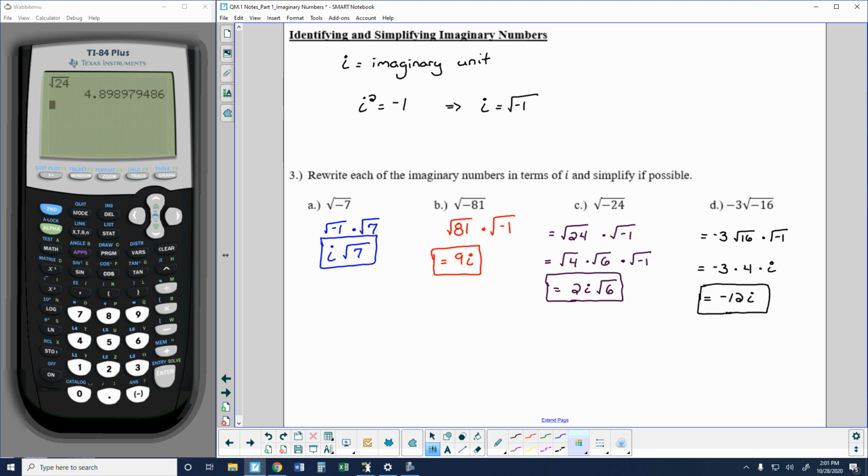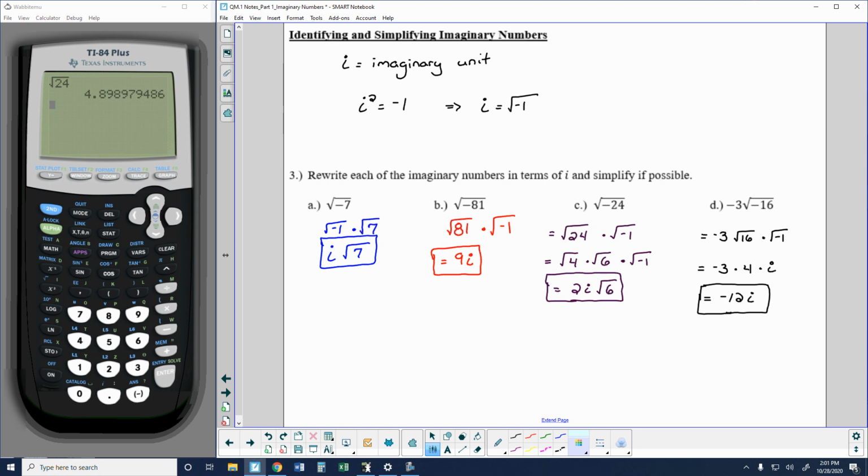So what imaginary units allow us to do is simplify square roots that have a negative number inside in the radicand.